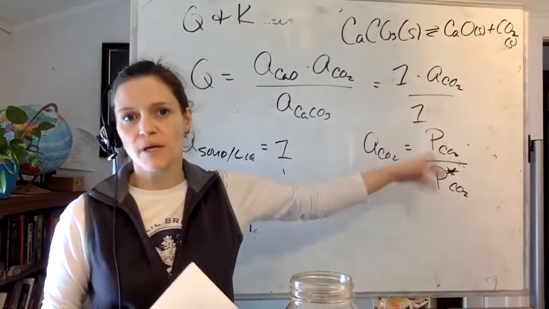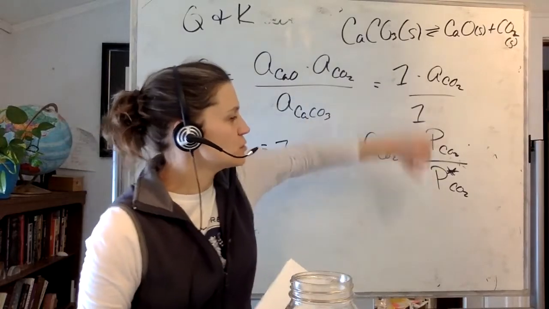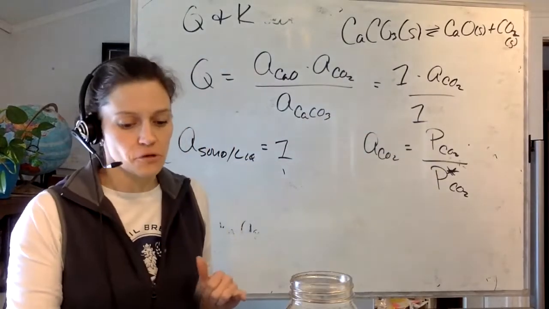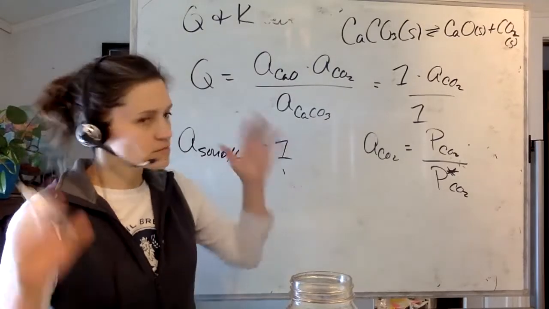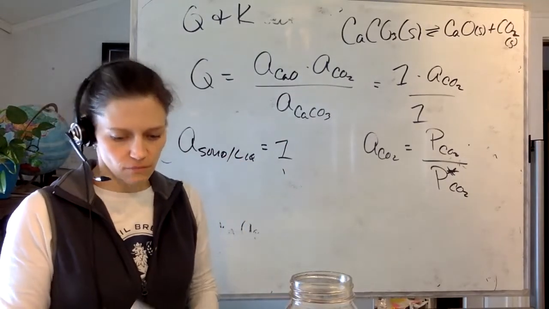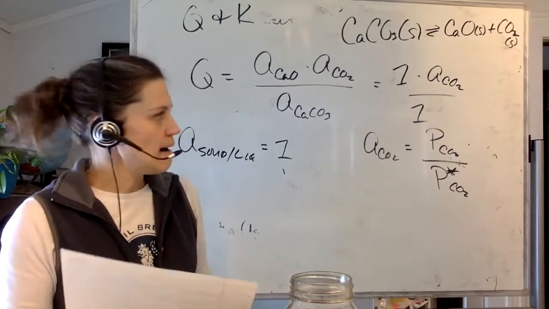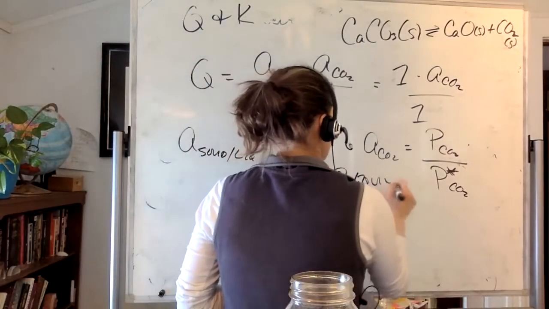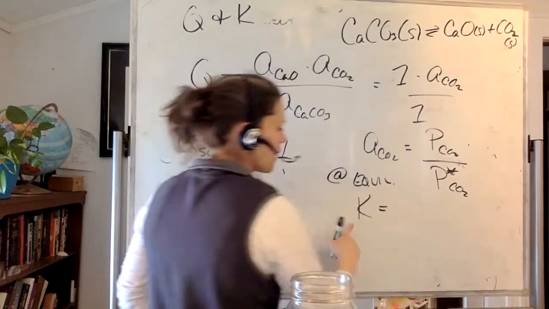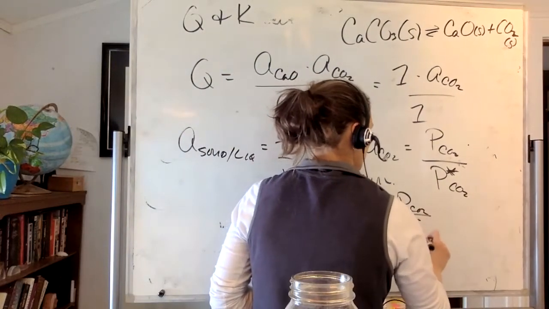So the relationship here means that you've now got the pressure of CO2 divided by the pure pressure of CO2 for the reaction quotient. And this is the reaction quotient, but then at equilibrium, K is P CO2 divided by P star CO2.